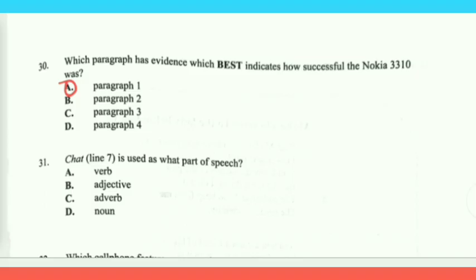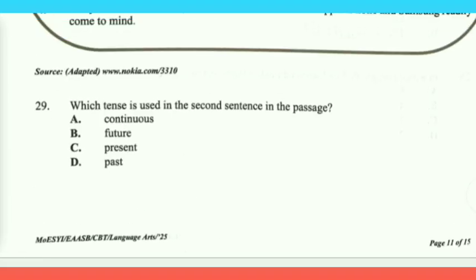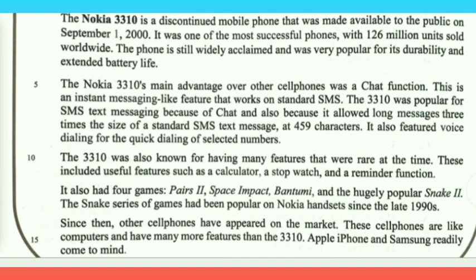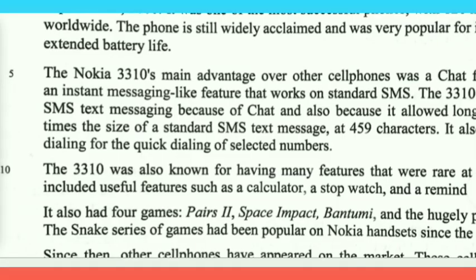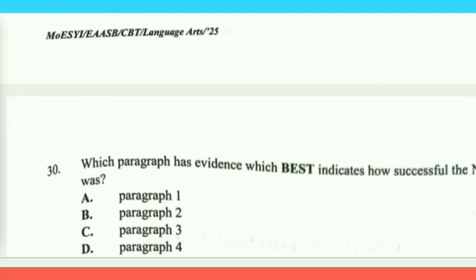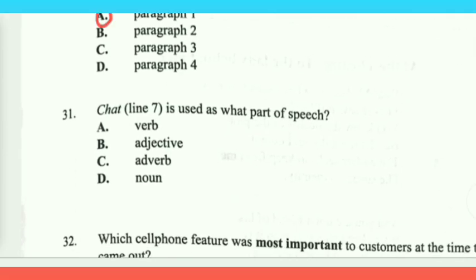31. Chat as used in line 7 is used as what part of speech? So let's look at it. Line 7. Here we have line 5, 6, 7. So right in here. SMS text messages, because of chat, right here, is a noun. Let's see if we have noun. Yes, so the answer is D for 31.